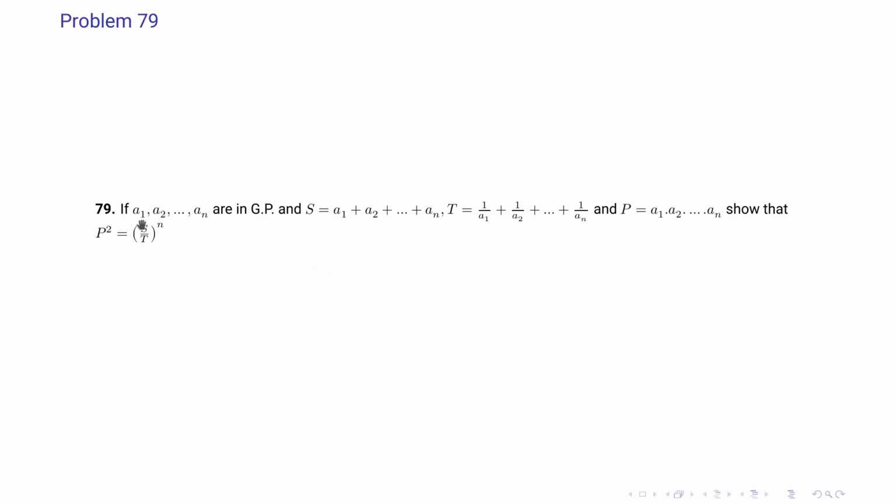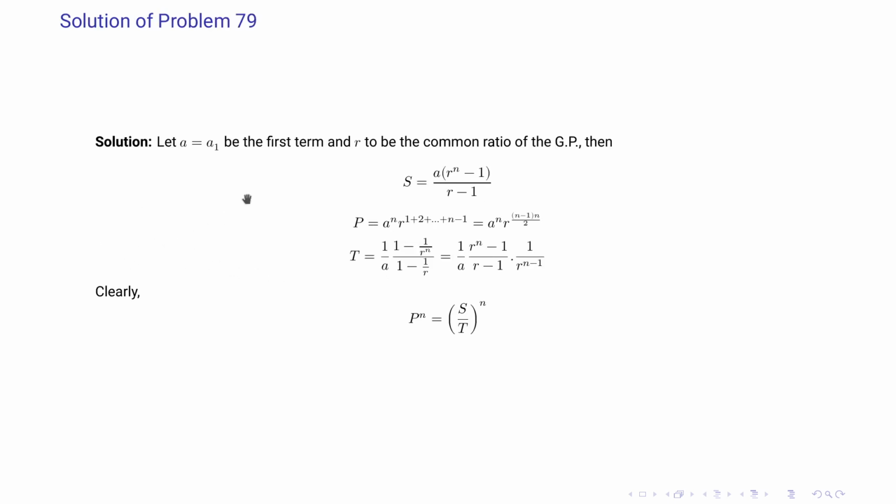Problem 79 says that if a1, a2 up to an are in GP and S is equal to a1 plus a2 plus up to n, and T is the sum of reciprocals of those n terms, and P is equal to a1 into a2 up to n, show that P square is equal to (S by T) to the power n. So here clearly we have assumed that a is equal to a1 for simplicity and r as the common ratio.